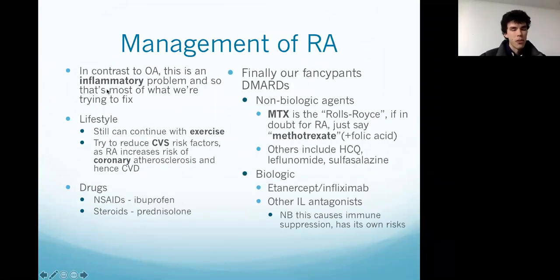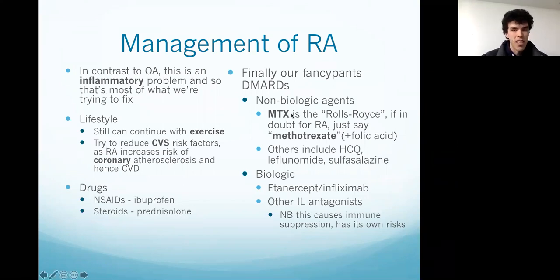Rheumatoid, on the other hand, is not a mechanical problem, it's an inflammatory problem. And so we can still do lifestyle and drug things, but the main thing is going to be getting them on a long-term DMARD. For lifestyle, we've got exercise over here, and then any other risk factors they have you can try and drop, because rheumatoid arthritis itself is also a risk factor for cardiovascular disease because it's a chronic inflammatory state. These drugs are here, but they're not really used, especially long-term. You don't want to keep people on a long-term steroid or a long-term NSAID if you don't have to.